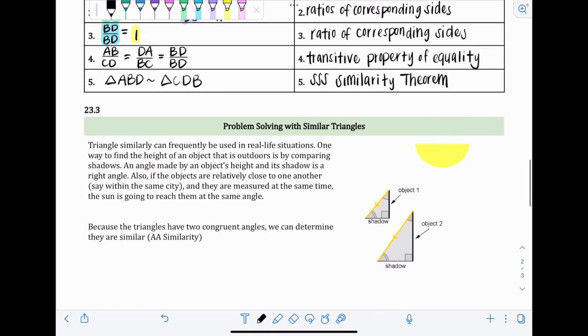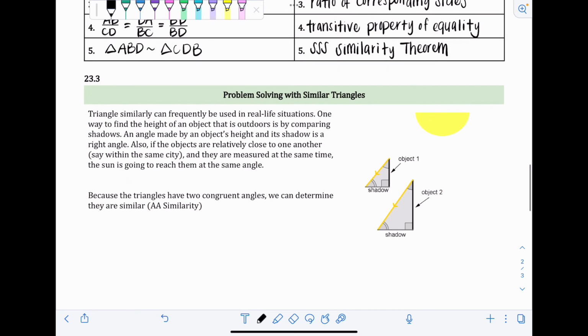Okay, moving down to 23.3, problem solving with similar triangles. Before we get into the actual examples, this is just a fact that can help us figure out some real life examples. In this first section, triangle similarity can frequently be used in real life situations.